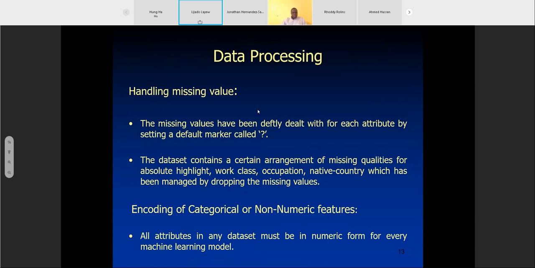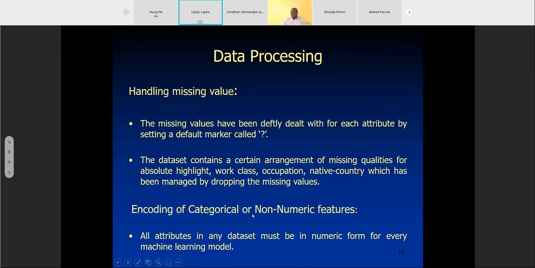So the data must be pre-processed, that means cleaning and preparing the data. One of the processes that I used was handling missing values. The missing values have been dealt with for each attribute by setting a default marker, a question mark symbol here. The dataset contains a certain number of missing values for the categorical features: work class, occupation, native country, which has been managed by dropping the missing values.